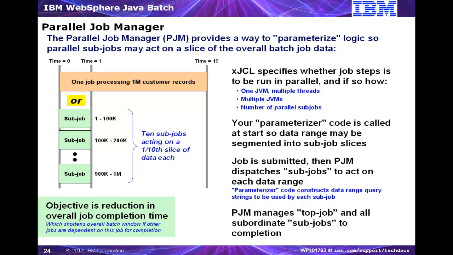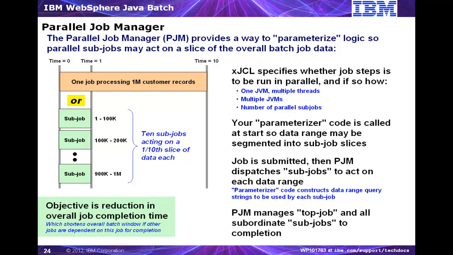The objective of the Parallel Job Manager is to give you the ability to split large, long-running jobs into smaller jobs so that the total execution time is reduced. This helps shorten the batch window for that one job as well as any other jobs that may follow. There's no magic to this.